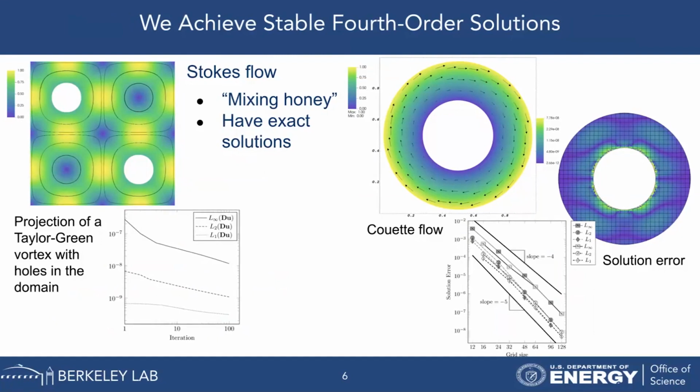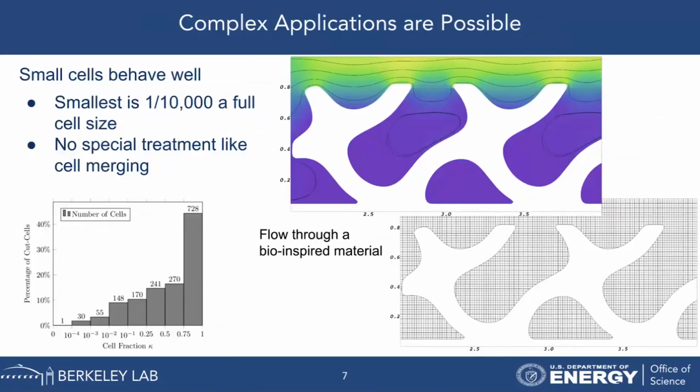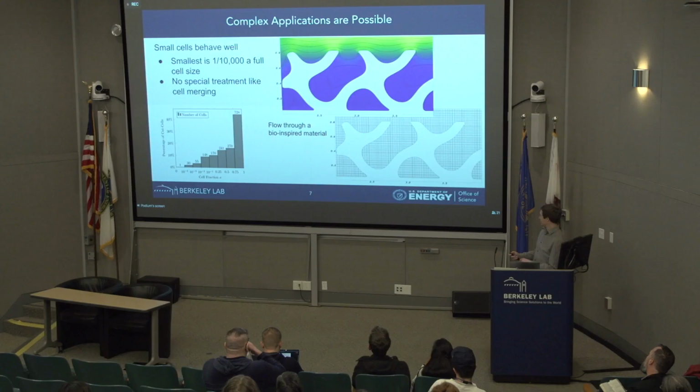So small cells aren't, as cells get smaller, giving us surprise issues with our solutions, which is a common challenge with embedded boundary methods. We can also apply this to more complicated cases where we don't know exact solutions, like the bio-inspired material that I showed originally. With this, the grid is entirely automated for us. This would be a real disaster to do by hand.